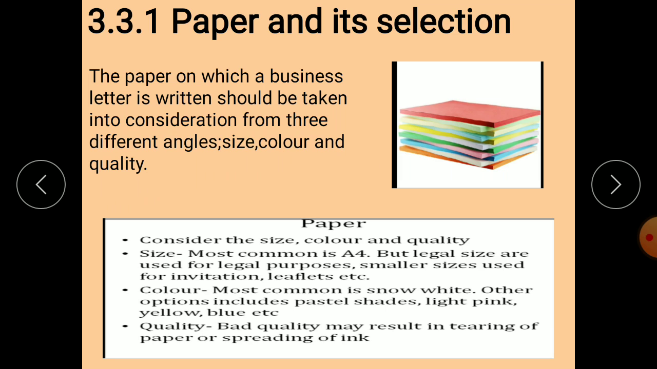The paper color generally remains snow white. Certain firms do prefer pastel shades for letter writing, and light sky blue, yellow or pink colors are preferred. And ink should not spread on paper. This principle remains the sole factor for determining paper quality. In addition to this, since an official letter is to be punched and filed, paper of good quality does not threaten the possibility of tear.